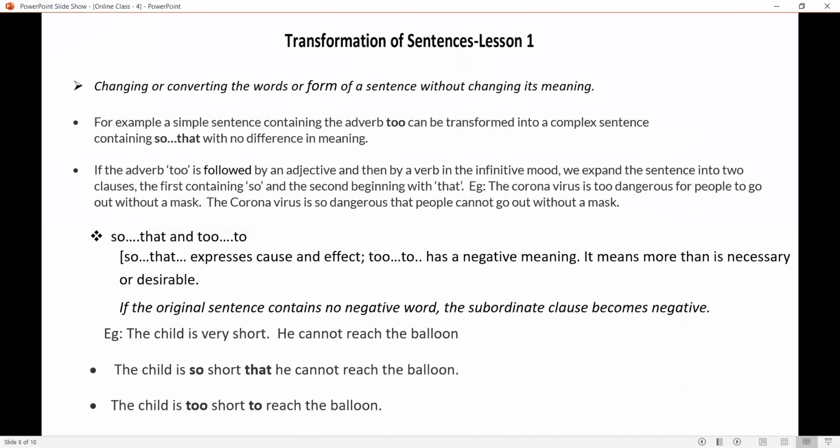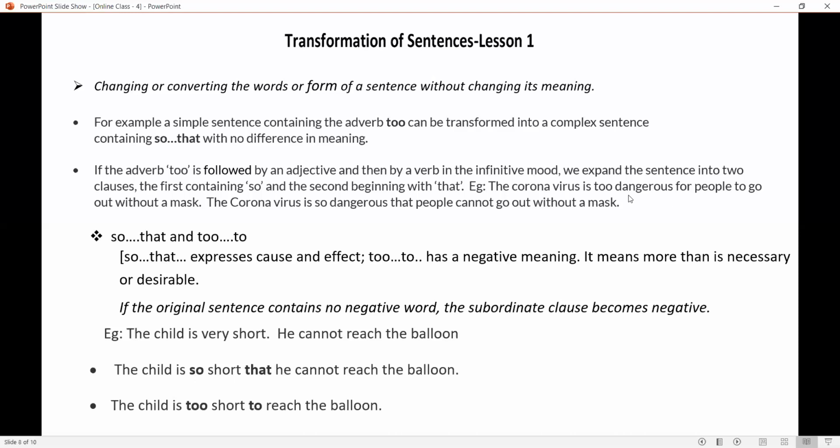Now, one rule is if the adverb too is followed by an adjective and then by a verb in the infinitive mode, we expand the sentence into 2 clauses. The first containing so and the second beginning with that. Look at this example. The coronavirus is too dangerous for people to go out without a mask.